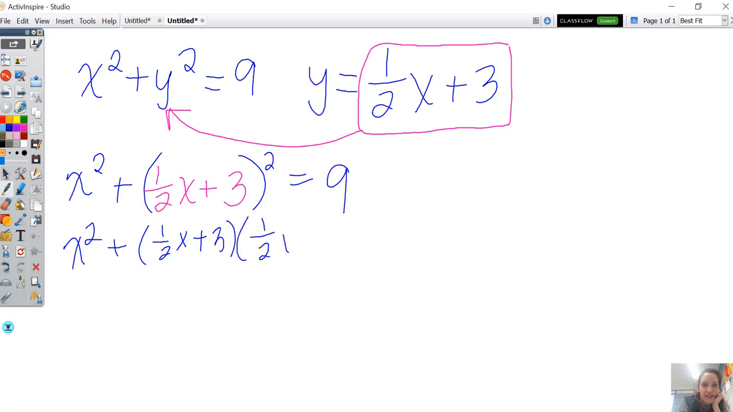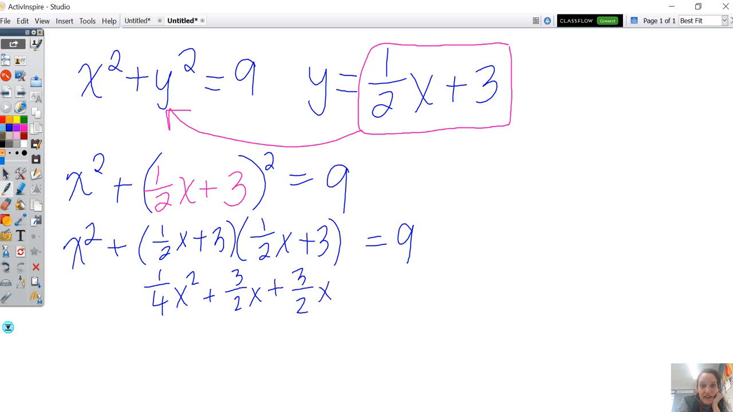So 1/2 x plus 3 squared is 1/2 x plus 3 times 1/2 x plus 3. So 1/2 x times 1/2 x is 1/4 x squared. 1/2 x times 3 is 3/2 x. 3 times 1/2 x is 3/2 x. And then 3 times 3 is 9. So you can't forget, a lot of people have been forgetting to pull down the x squared and whatever is on the right side of your equation.